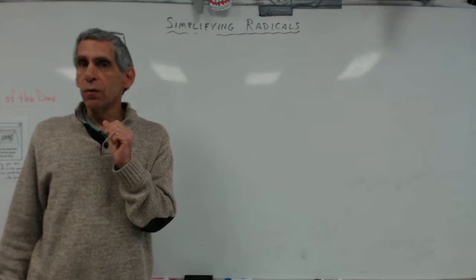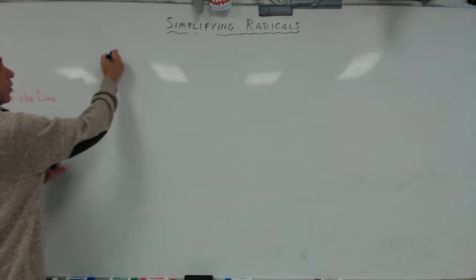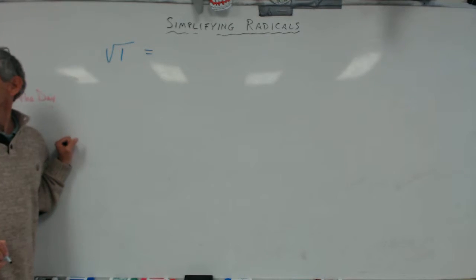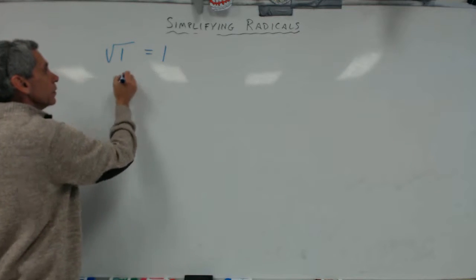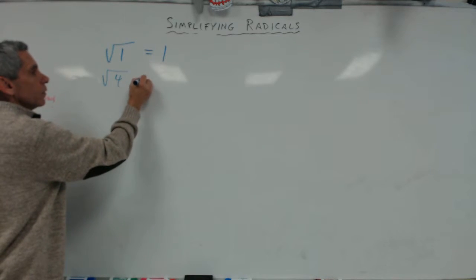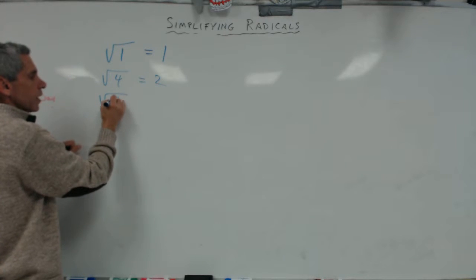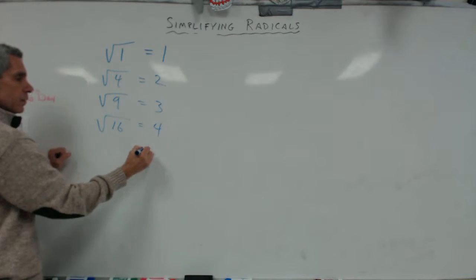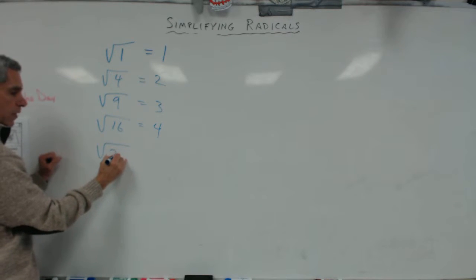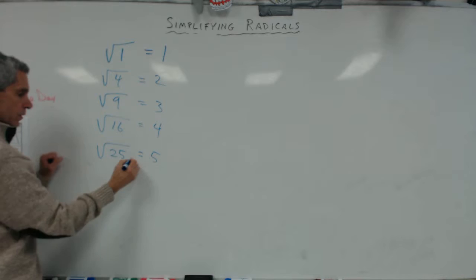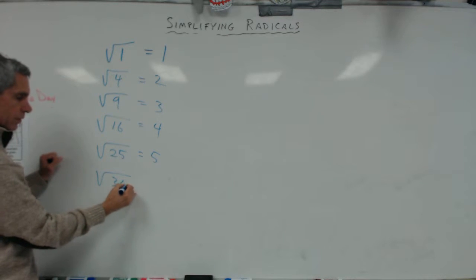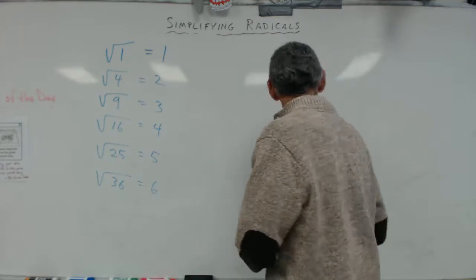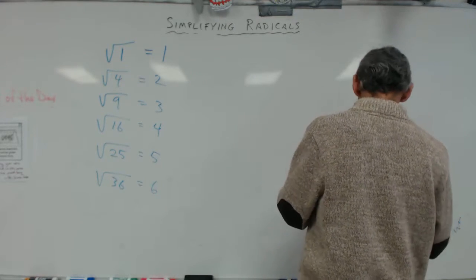Let's just first go with ones we know. We know the square root of 1. What is the square root of 1? 1. 1 times 1 is 1. What's the square root of 4? 2. What's the square root of 9? 3. What's the square root of 16? Wait, slow down. What's the square root of 25? 5. What's the square root of 36? 6. Okay, I'm going too fast. Yes, because you know what you're going to write and we don't.